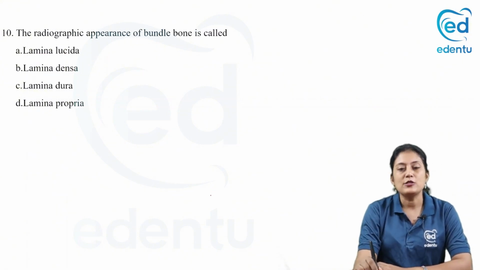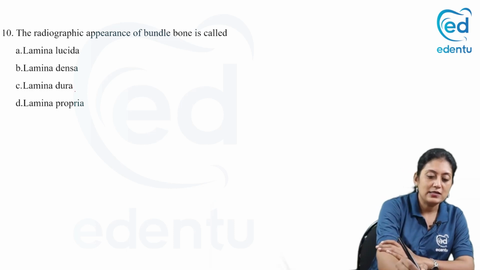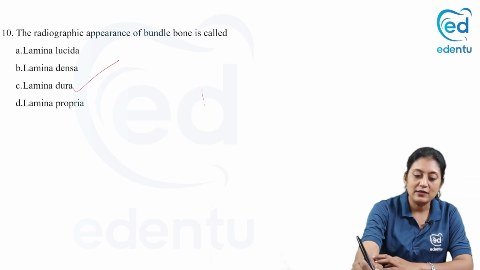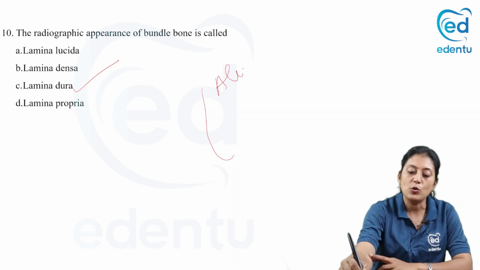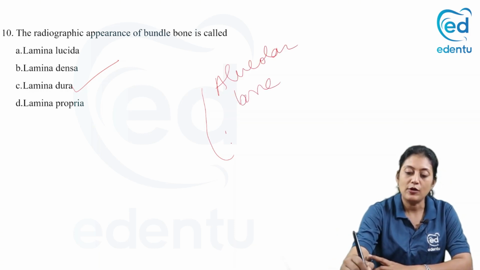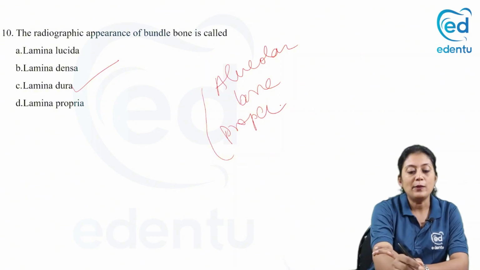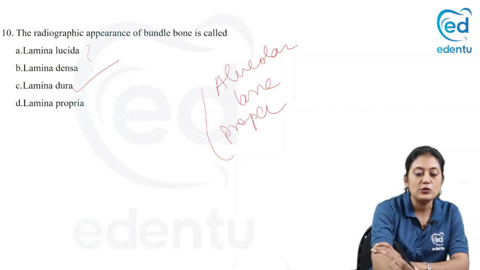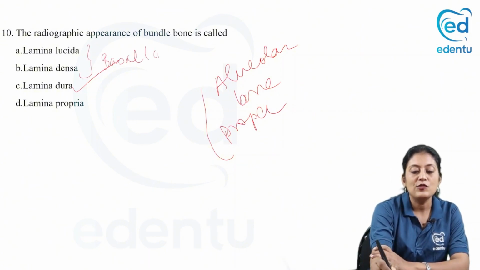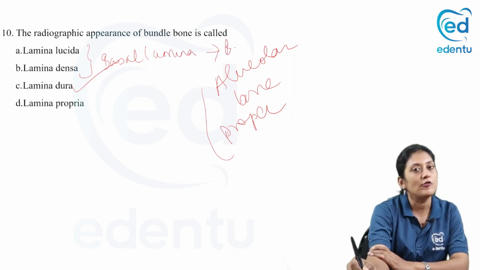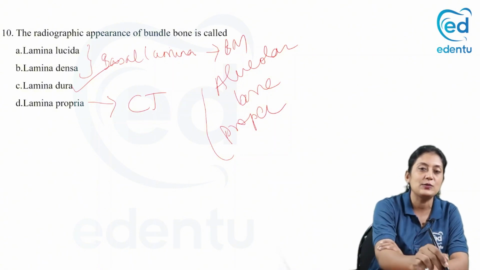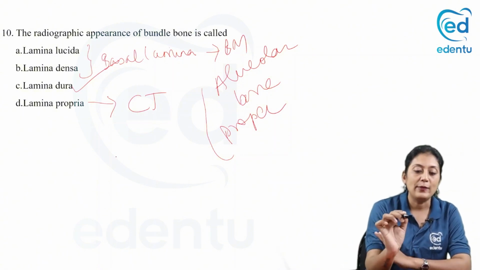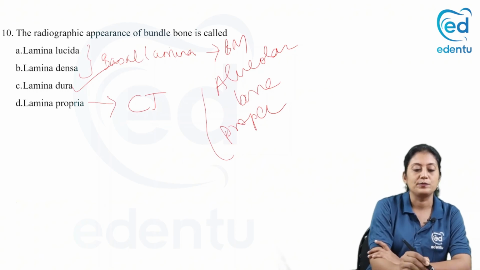The radiographic appearance of bundle bone is called, the right answer is lamina dura. It will be seen as a thin radio-opaque line on the radiograph, that is called lamina dura, which is nothing but bundle bone, also known as alveolar bone proper. What about lamina lucida and lamina densa? These two are parts of basal lamina, which is nothing but the electron microscopic appearance of basement membrane. Whereas lamina propria is the connective tissue of the oral mucosa. Everything starts with lamina, so you should not get confused. Lamina dura is the radiographic appearance of bundle bone.